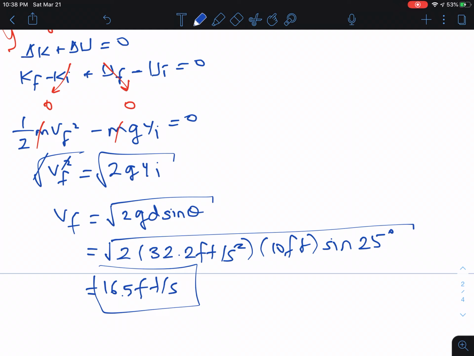Okay, so again, this can also be found using the second law and the constant acceleration motion equations. But this is the way that I really want you to learn how to do it, by using energy conservation.